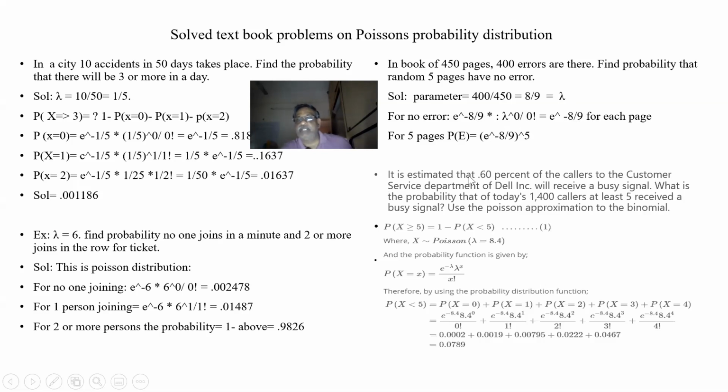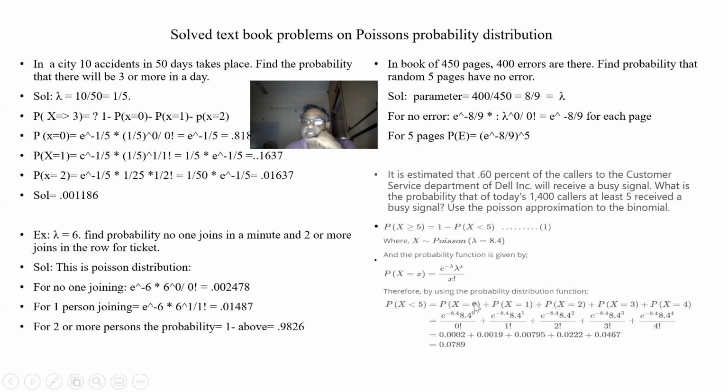Now, it is estimated that 0.6% of the callers of the customer service department of Dell will receive a busy signal. If I am calling, a message like 'please stand by' comes. So what is the probability that today, out of 1400 callers, at least 5 received a busy signal? Normally 0.6%, not 6%, that is 0.6 by 100. What distribution do we use? Poisson distribution. At least 5 received, so I have to reduce 0 to 4.